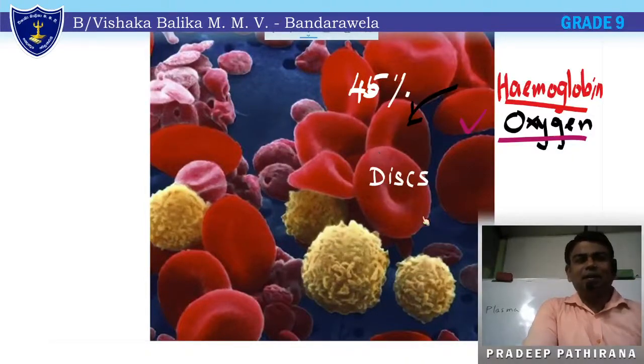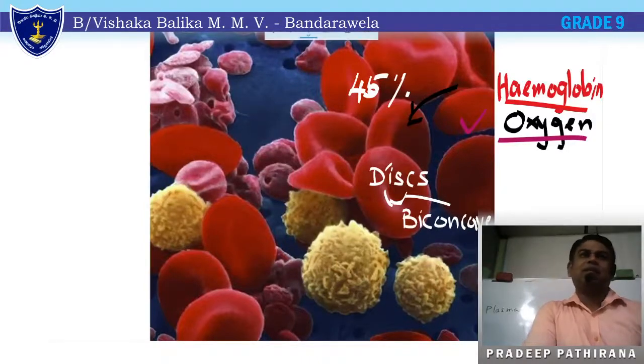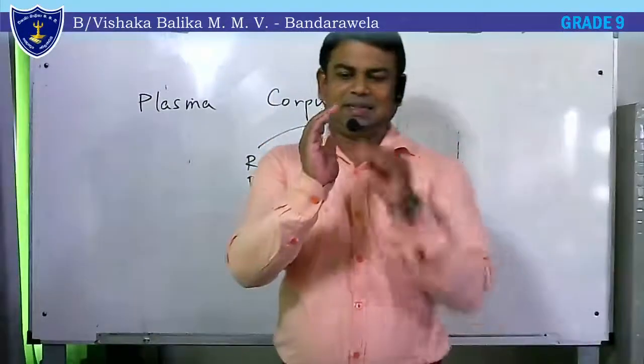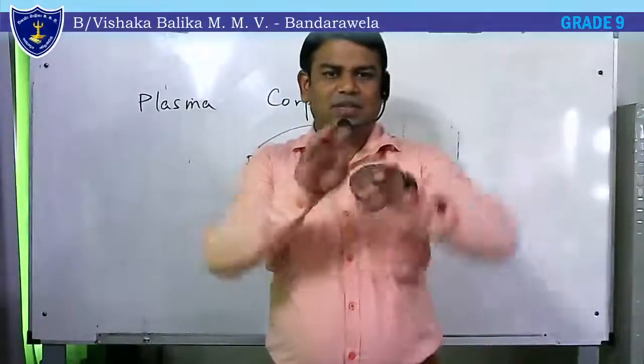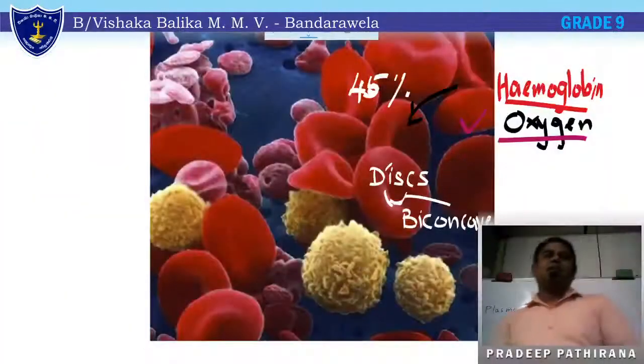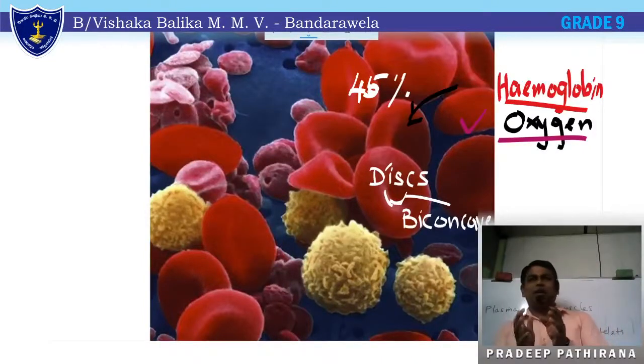and look at the center. From the center, they just protrude inwards. We call them biconcave discs. Biconcave means from the middle or the center is just curved inward, from both sides. Biconcave shape. And that is about the red blood cells or erythrocytes.